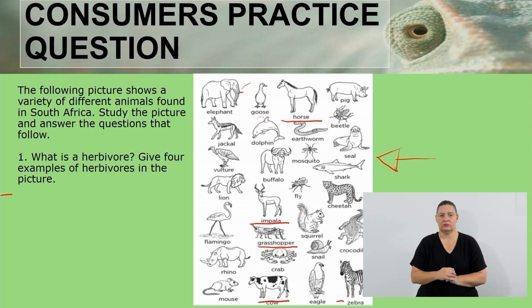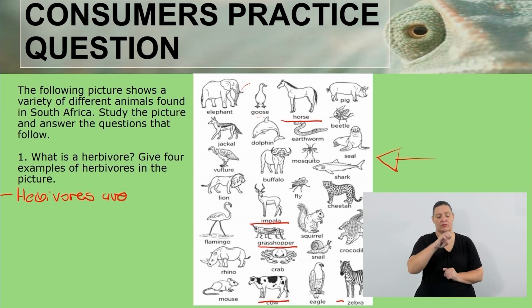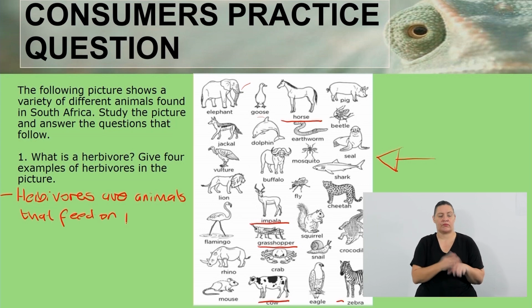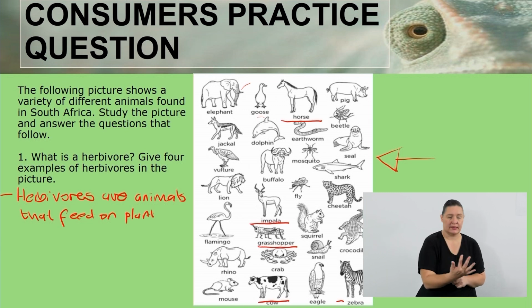So our herbivore, not sure if the handwriting is clear, that feed on plants. Right. So that is what herbivores are, animals that feed on plants.